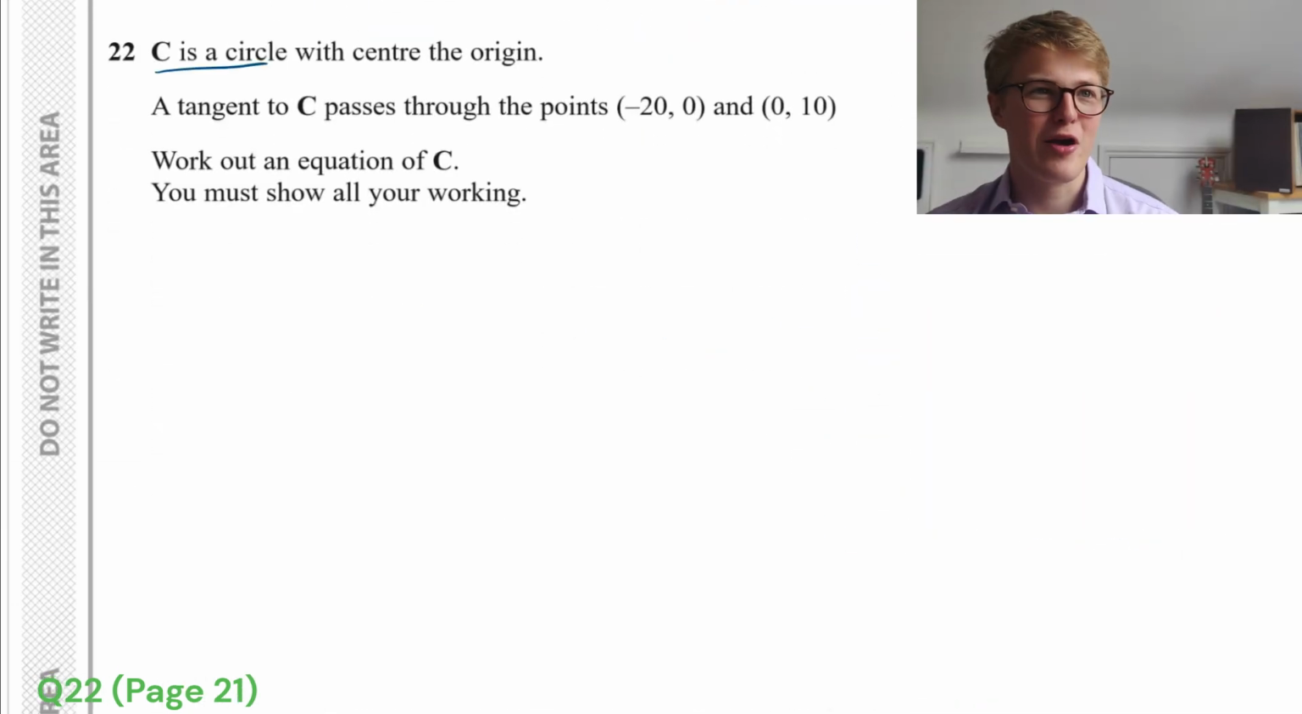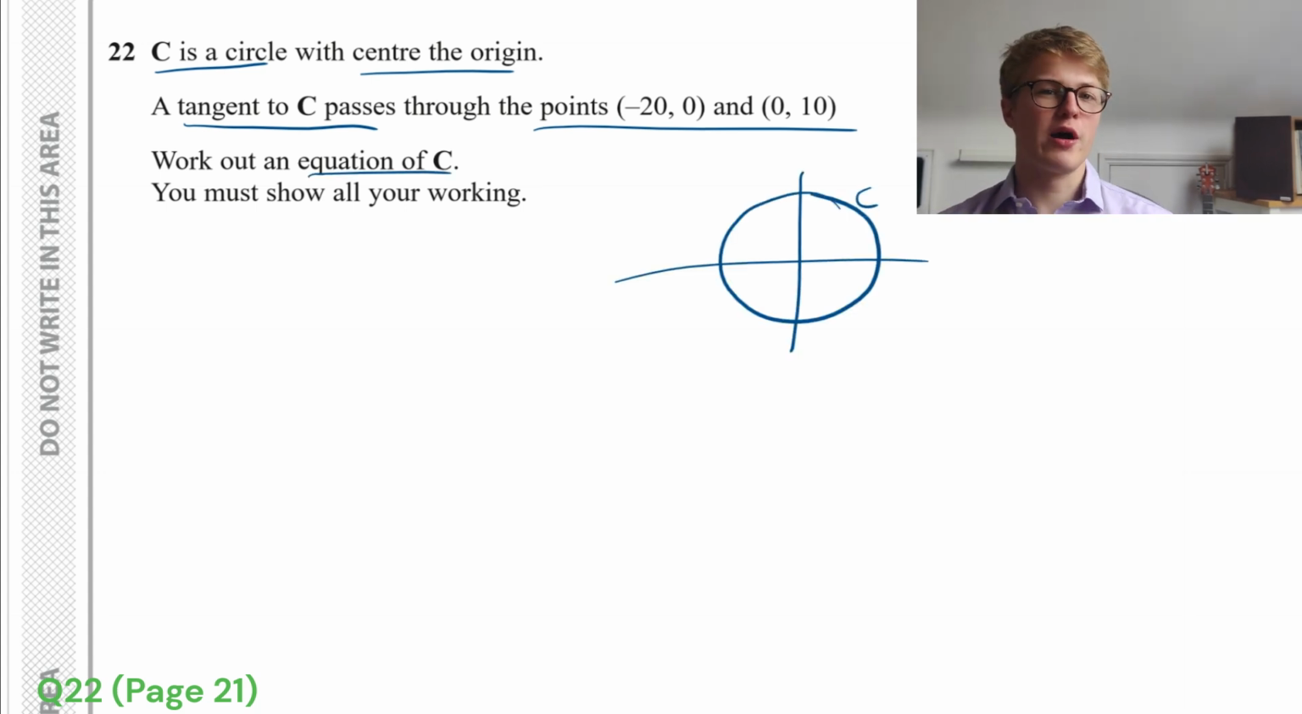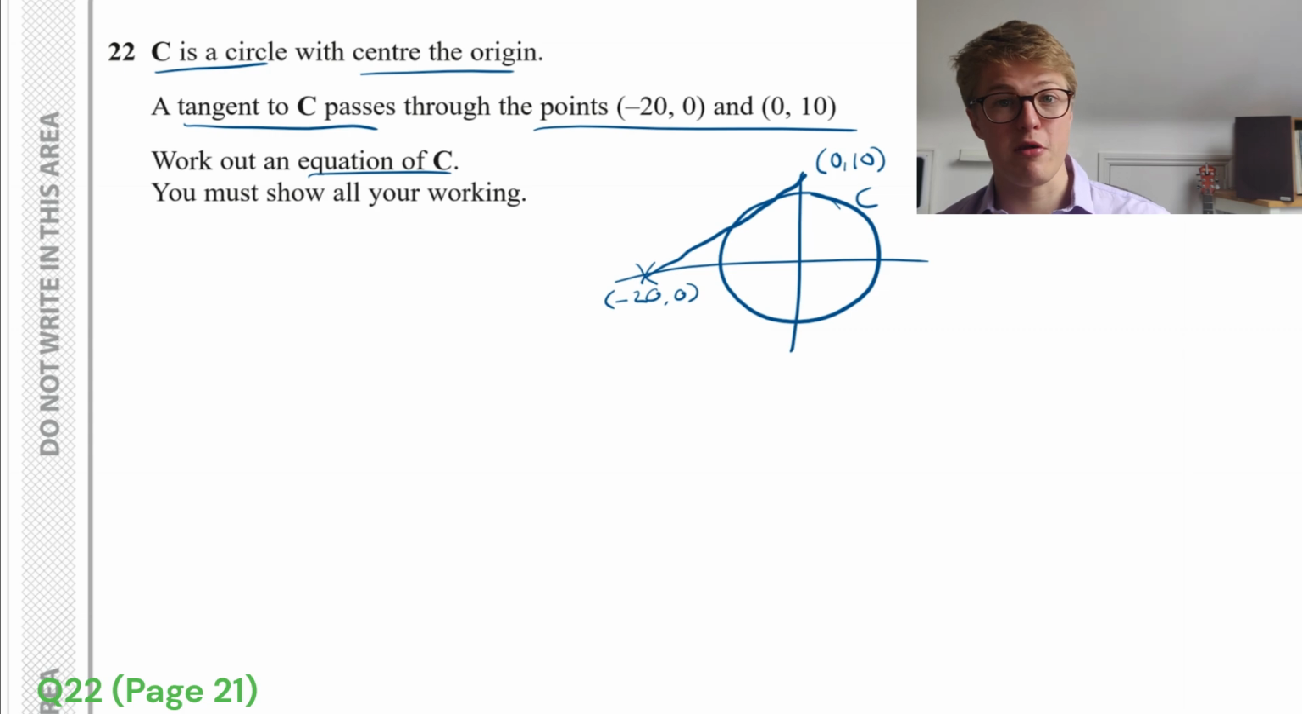C is a circle with centre the origin. A tangent to C passes through the points (-20, 0) and (0, 10). Work out an equation of C. You must show all your working. We start off by drawing our diagram, and we know that the circle goes around the origin, and roughly speaking we've got this line that goes from (-20, 0) to (0, 10).